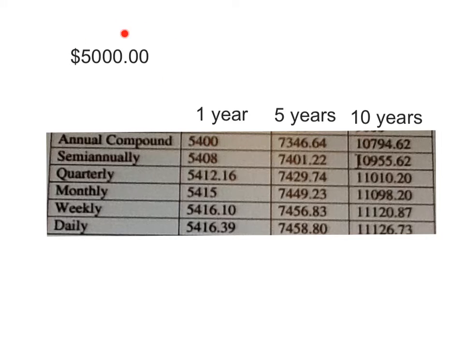So let's say you take your $5,000 and I just annually compound it. After 1 year, I'd make $400, after 5 years, after 10 years. If I compounded it semi-annually, take a look at this, versus monthly. Okay, after 1 year, it's only $15. However, after 10 years, look how much it's grown. And again, daily. So it's really important that you understand what your money's doing.